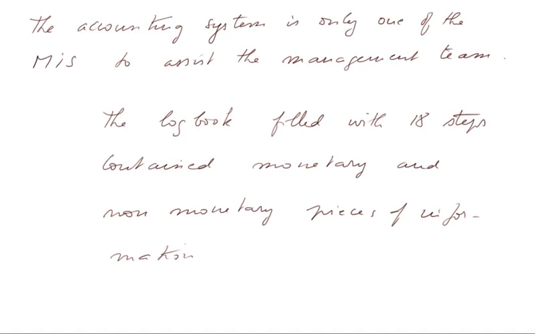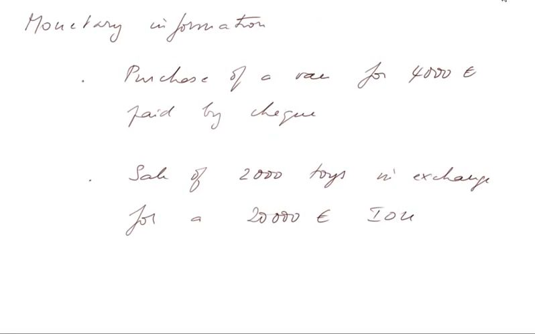The accounting system, as I just said, is only one of the MIS to assist the management team. In the previous example, the logbook filled with 18 steps contained monetary as well as non-monetary pieces of information. Let's look at what that is.